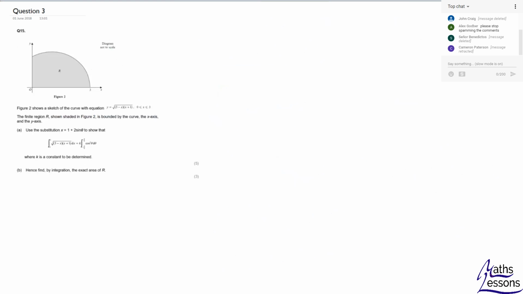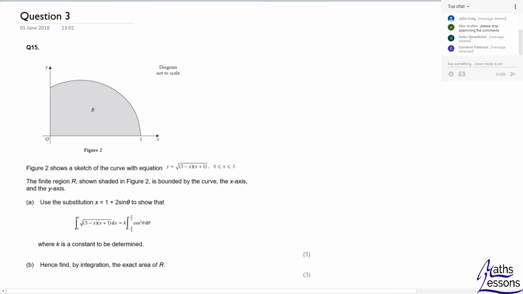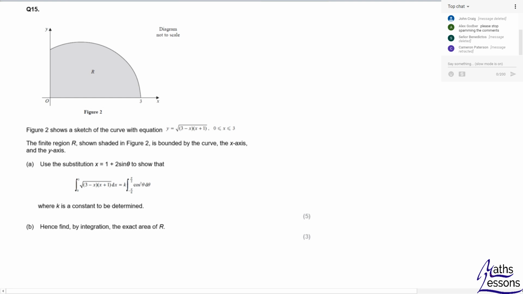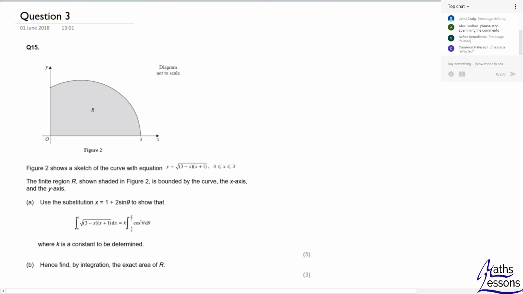Okay, one last question. Bit of a biggie. Let's just zoom it in so you can see a bit more of it. There we go. A longer question, although only worth 8 marks. So you really have to be on your game to get this finished in time. So have a go at this. I'm going to give you 5 minutes to have a go at this, and then I'll run through this final question.